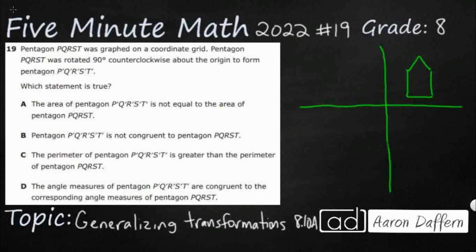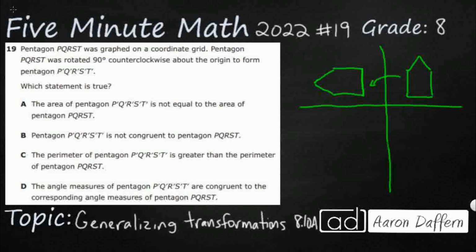PQRST is rotated 90 degrees counterclockwise about the origin to form PQRST prime. All right, so if I am going to rotate, I'm going to do a turn. It's going to kind of go this way. So I'm not just going to slide it over. That means it's going to point in a different direction as well. So it's going to look probably, without necessarily plotting it, something kind of like this. I'm trying to draw the same pentagon, but I know it's pointing in a different direction.